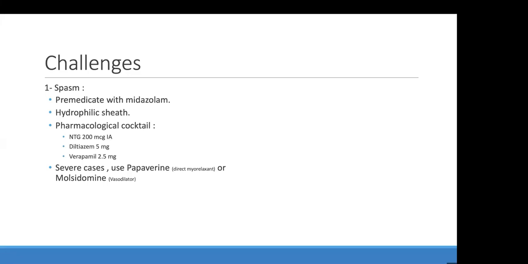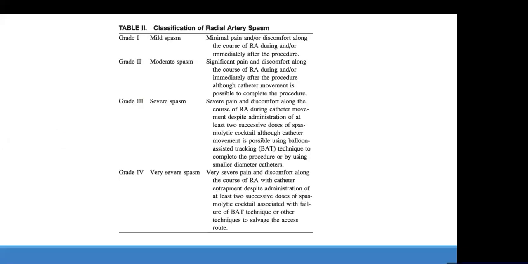Okay. In severe cases, which I don't think we have in our formulary, at least at PKUH, there is papaverine, which is a very good direct myorelaxant, or molsidomine, a vasodilator that transforms in the body into nitric oxide, so it's a nitric oxide prodrug. The spasm categories, you don't have to know them; they are just for studies and for unifying the language between cardiologists. There are grades 1, 2, 3, just for knowledge of how severe the spasm is and how you would tackle it.